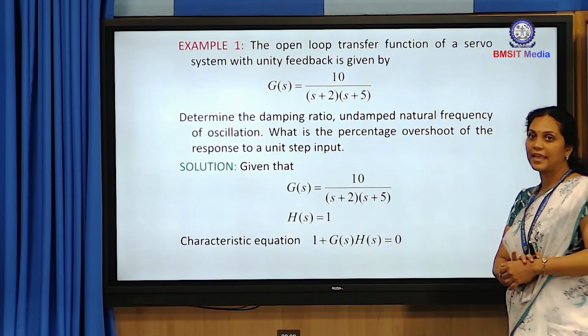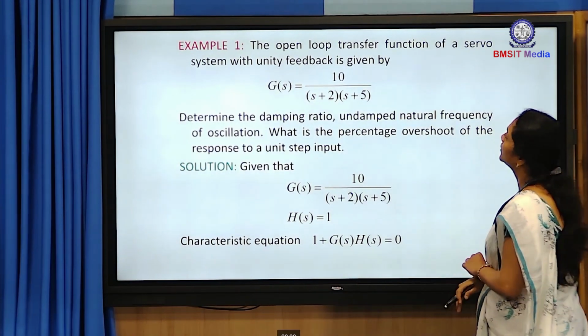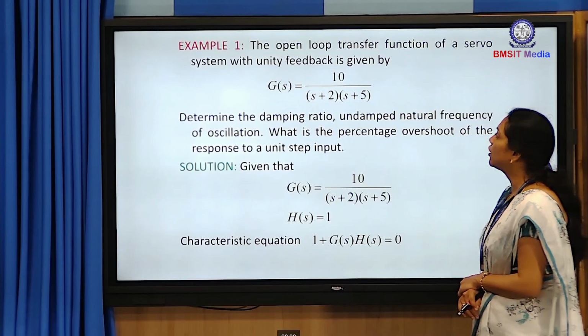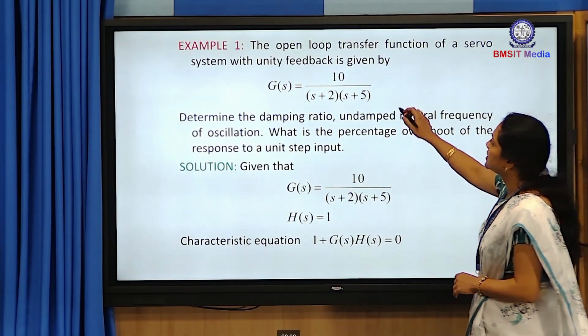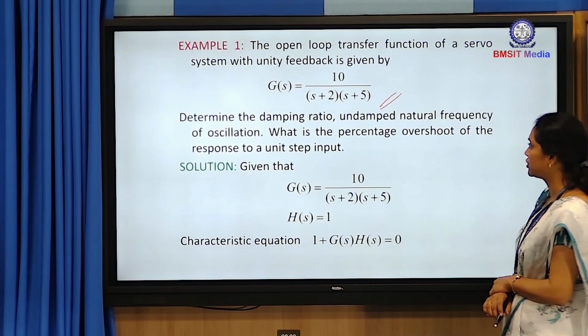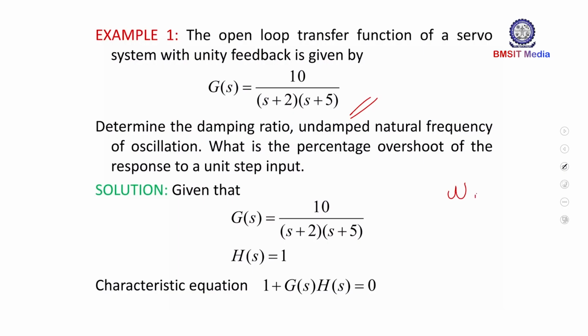Now we'll just take one example. In this example, the open loop transfer function of the servo system is given, which has a unity feedback. Since it has a unity feedback, only G of s is mentioned here, and the value of G of s is 10 divided by s plus 2 into s plus 5. They have asked us to determine the damping ratio and the undamped natural frequency of oscillation, that is omega n, and the value of zeta we need to find out. Then what is the percentage overshoot of the response to the unit step input? Percentage overshoot we need to find out.